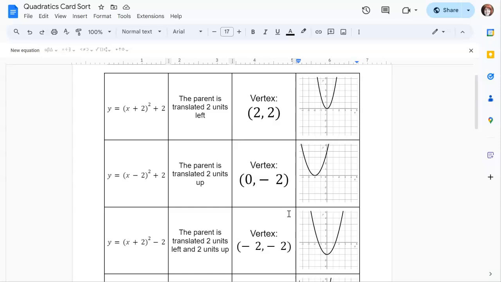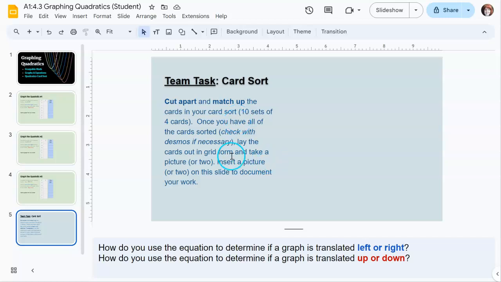Or you could just not check them. I mean, it's up to you. I usually don't when there's this many. I just let the kids do it and see. To record their work, I simply ask them to insert pictures. Maybe lay them out flat on their table and then take a picture and just insert it in their slides. And all the kids can insert that.